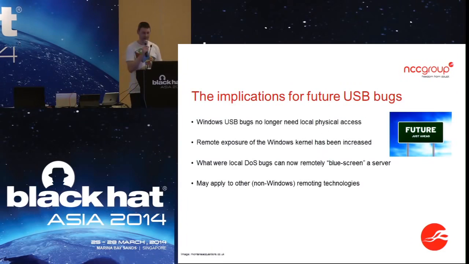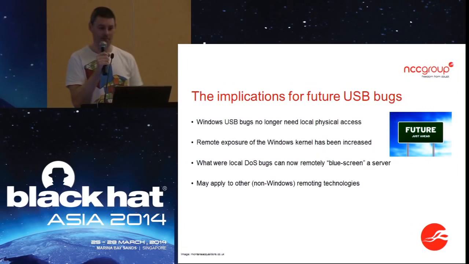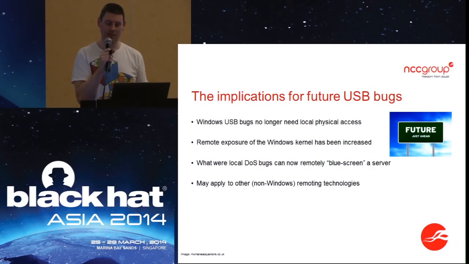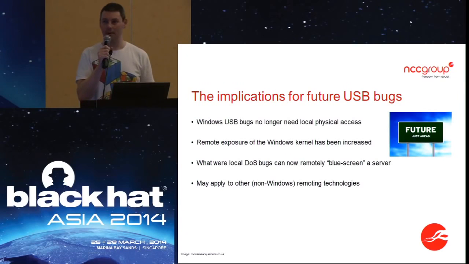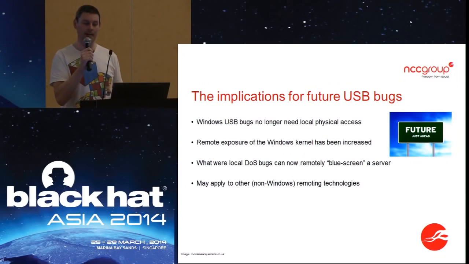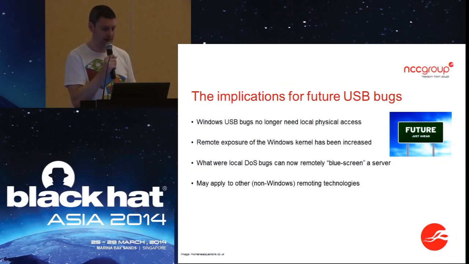So this has some pretty serious implications. It means that even if you've just got null pointer dereference bugs, if you can use those to remotely blue screen a server on the other side of the world, that changes the whole ballgame with USB attacks. What Microsoft have done with Windows RDP is they've exposed elements of the kernel over RDP, which is a pretty dangerous thing, really.